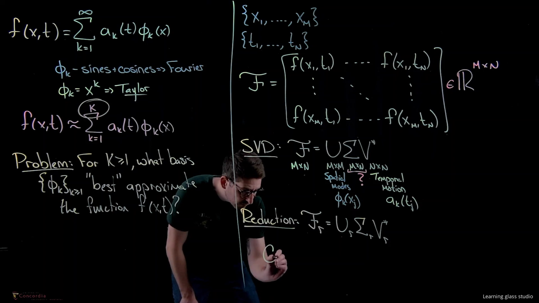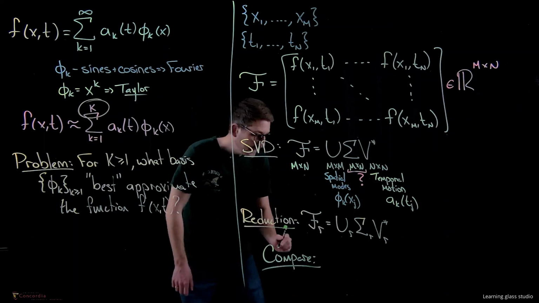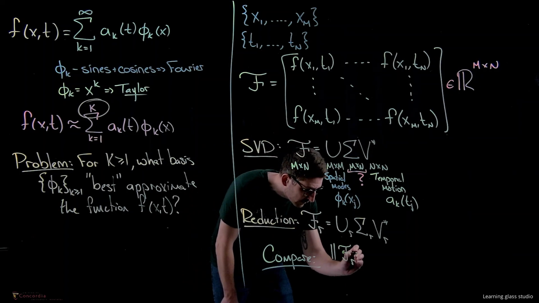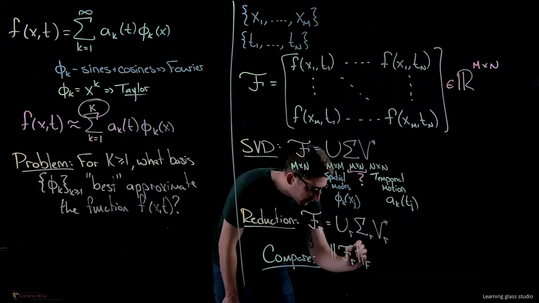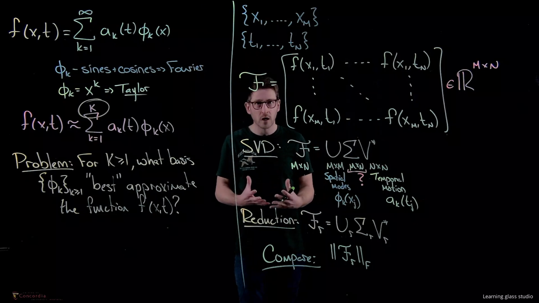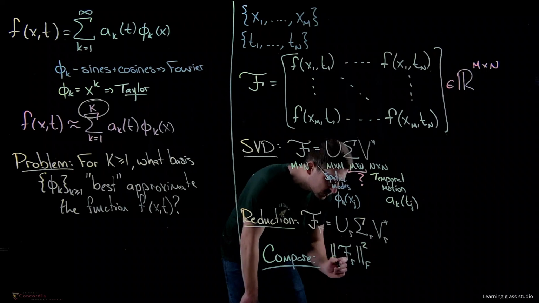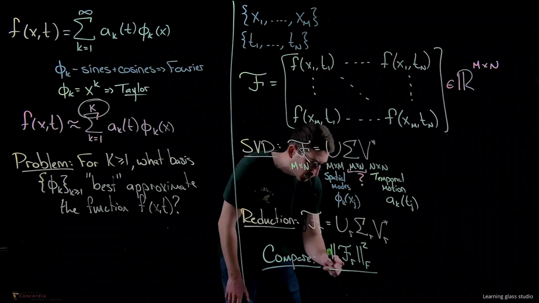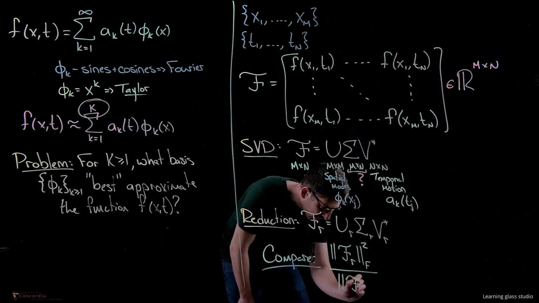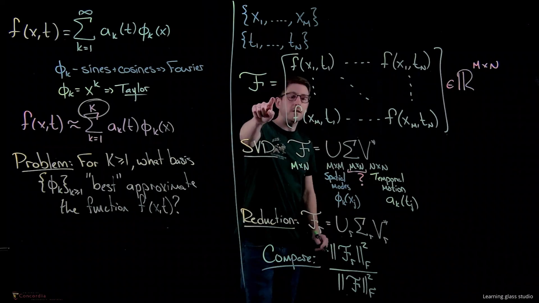Well, if you want to compare these things, one way you can do it is according to what's called the energy formulation. The energy here is coming from the fact that this is used in fluid dynamics. It's a physical phenomenon. It has a physical quantity of energy associated to it. So we're going to use the square of the Frobenius norm of the reduced SVD over the square of the Frobenius norm of the original data matrix F.